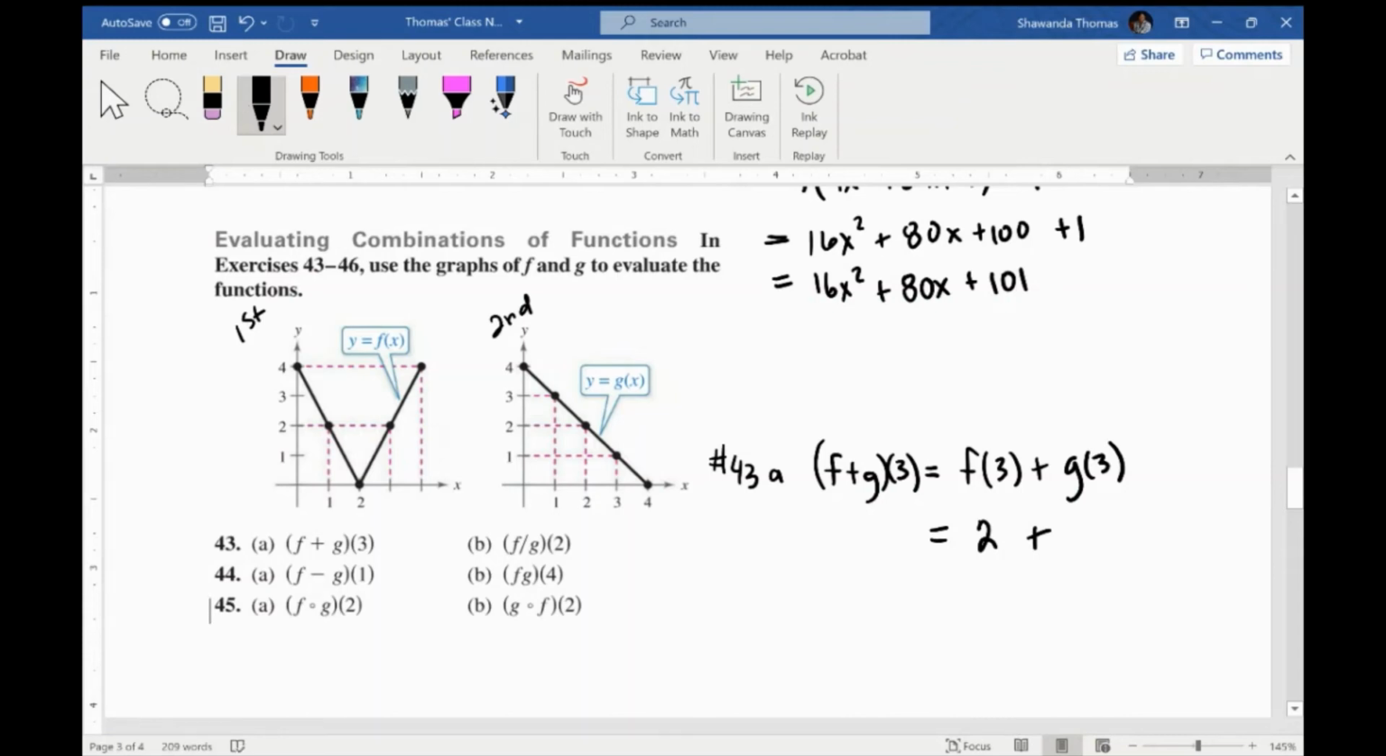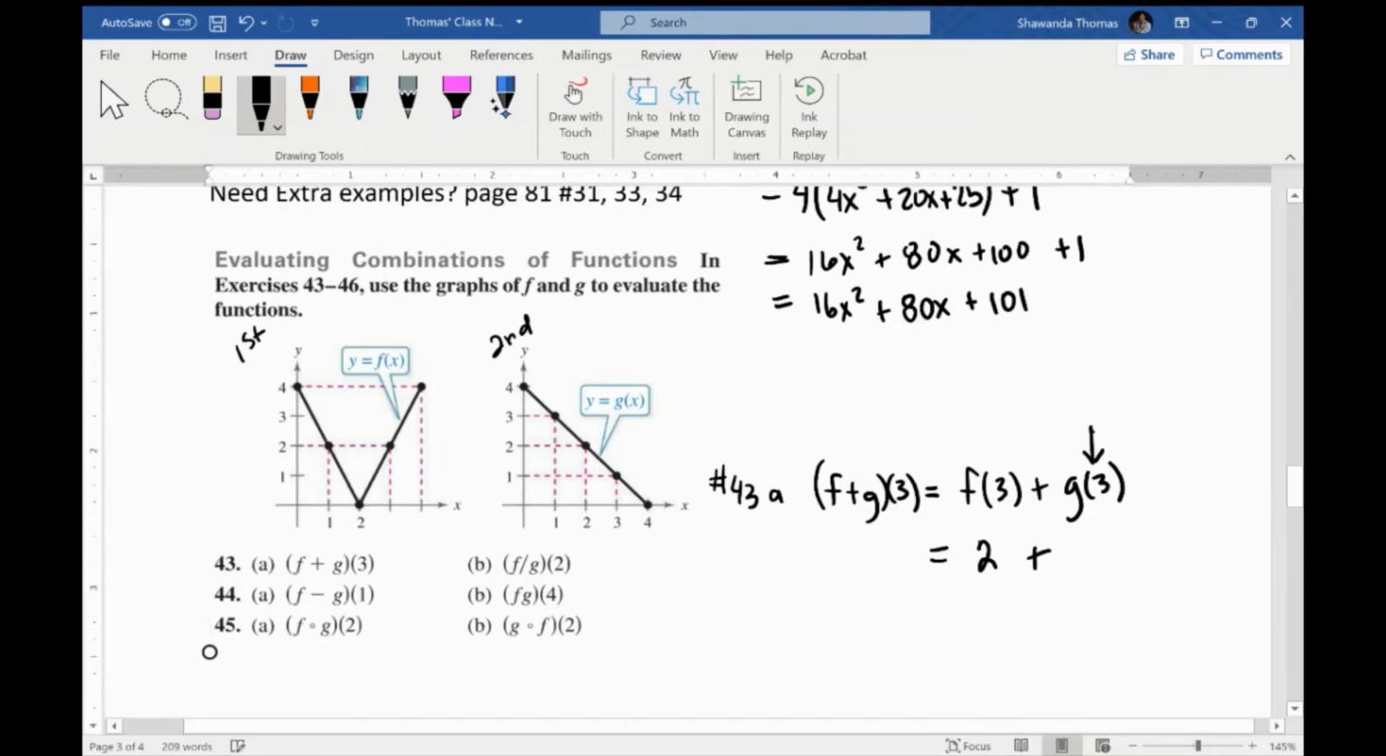Should we be looking at the first graph or the second graph right now? The second graph. So when X is 3, what is Y? 1. Very good. Again, you're just evaluating. So the answer to this is 2 plus 1, which is 3.